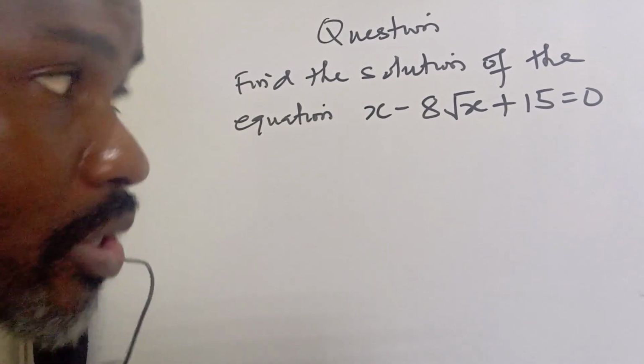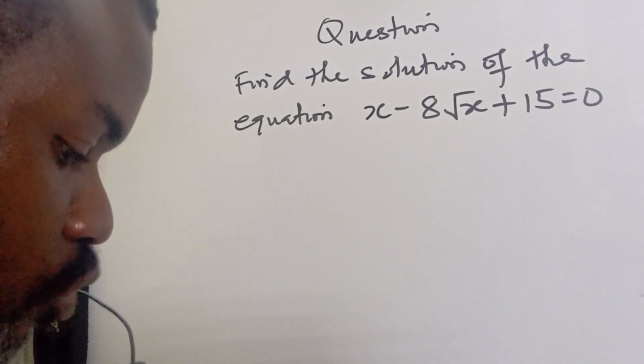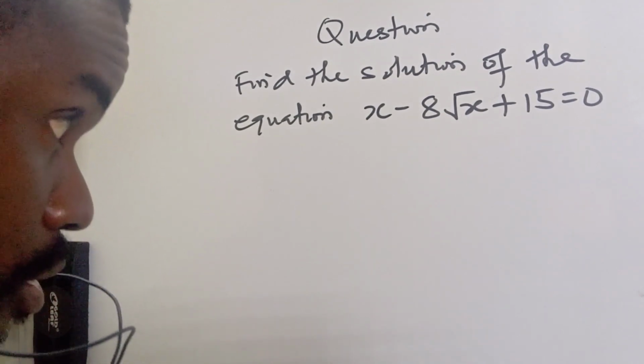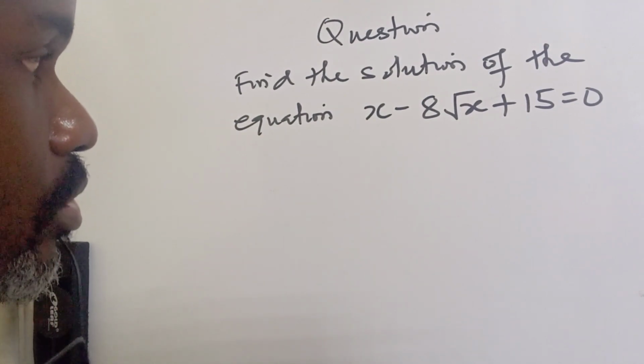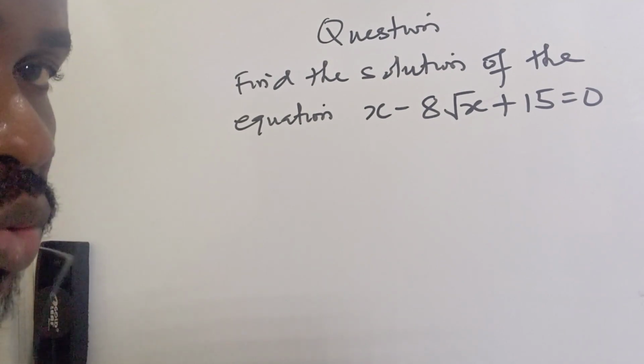Today we are going to be looking at a problem on a quadratic equation, but a little bit advanced. So it's a bit tricky here. Now the question says find the solution of the equation x minus 8 root x plus 15 is equal to 0.